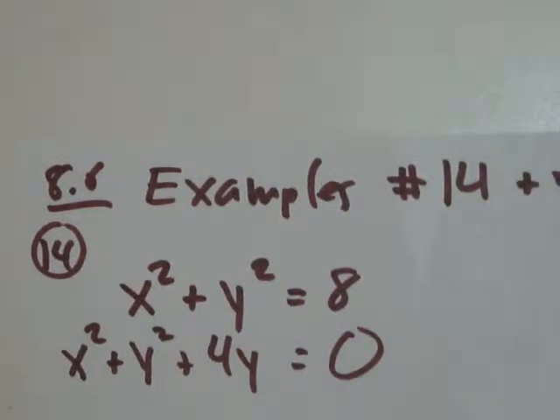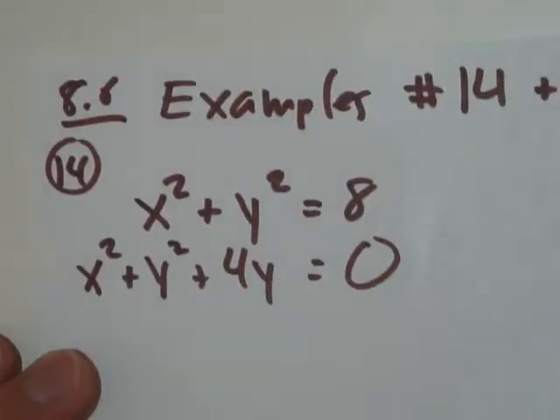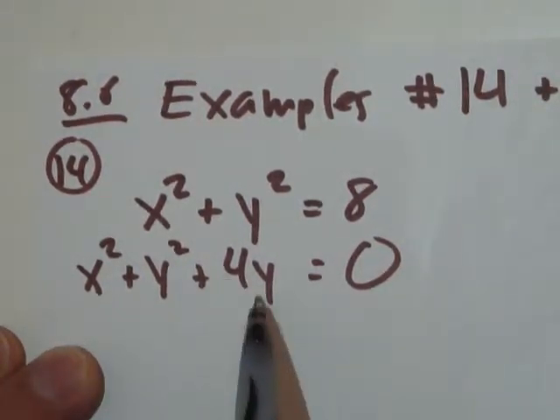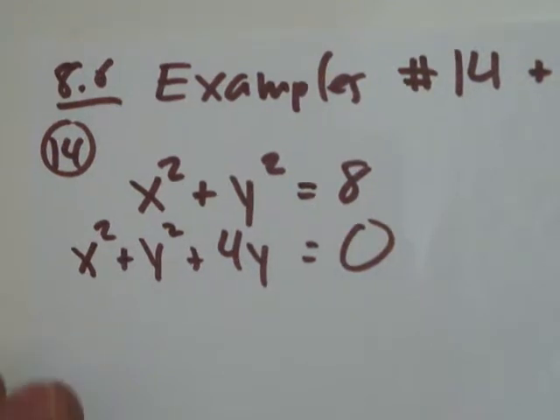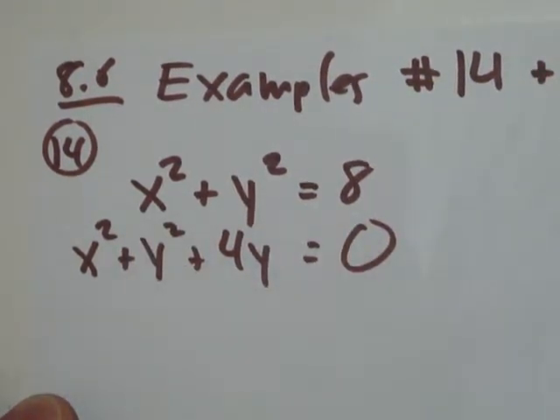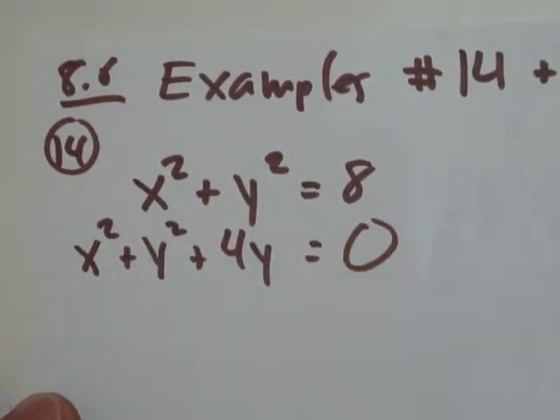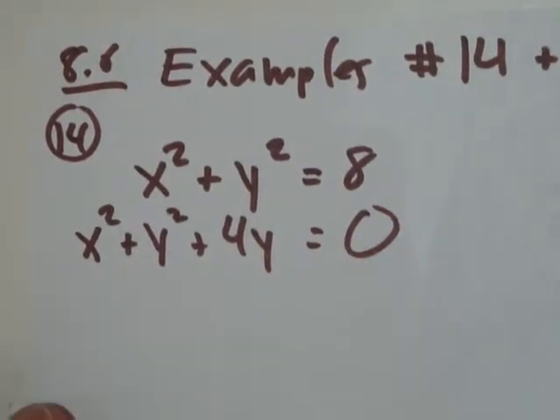Alright guys, continuing on in 8.6, we got two more examples, and then I think we'll have everything we need to kind of work out the homework and be good for this section. So we got x squared plus y squared equals 8, and x squared plus y squared plus 4y equals 0. So this looks like maybe two circles crossing. So we could expect maybe to see 2 points, 1 point, something like that. So let's see what we got going on here.